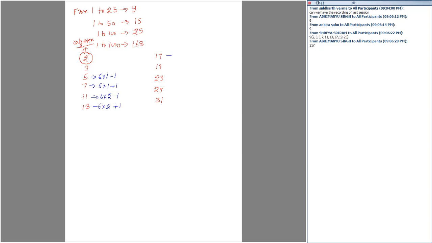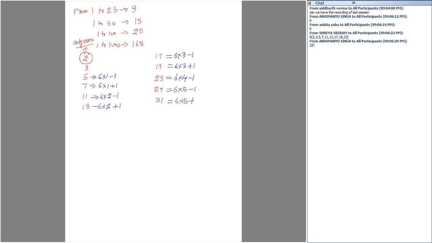17 is nothing but 6 threes are 18 minus 1. And 19 is nothing but 6 threes are 18 plus 1. 23 is 6 into 4 minus 1. And 29 is 6 into 5 minus 1. And 31 is nothing but 6 into 5 plus 1.